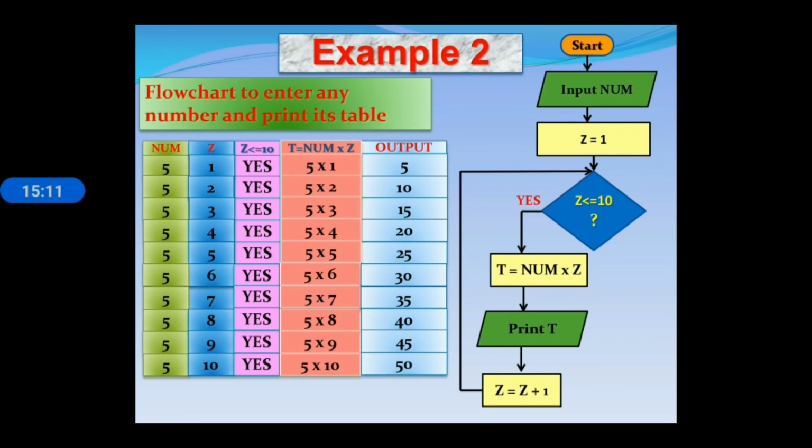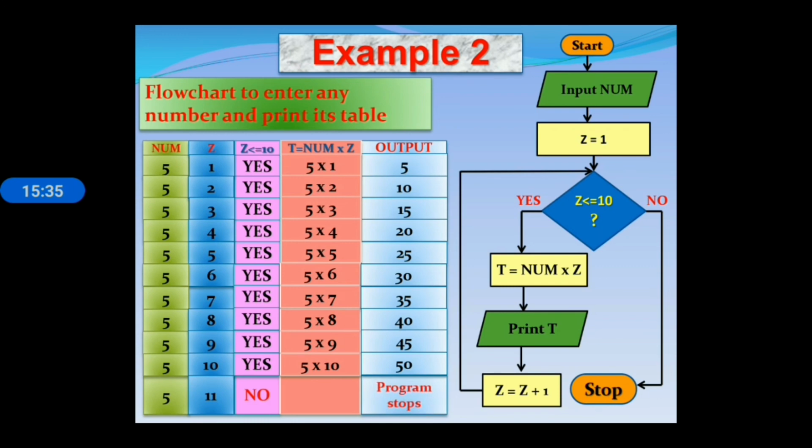Then again the value of z is increased by 1 and it becomes 11. And again return to the decision box and check whether the value of z is less than or equal to 10 or not. No. Now the value of z is 11. So here the condition becomes false and it goes to stop. Here the program stops.